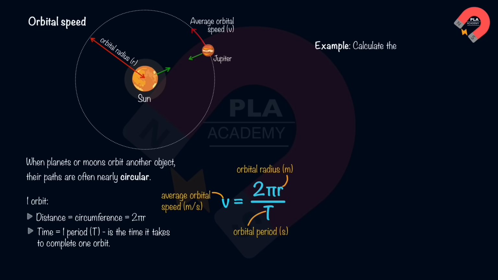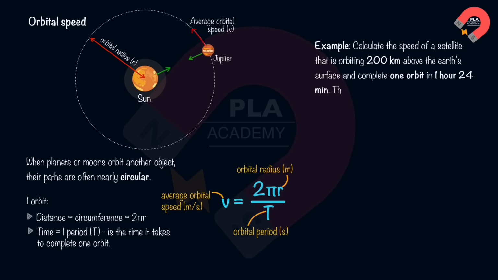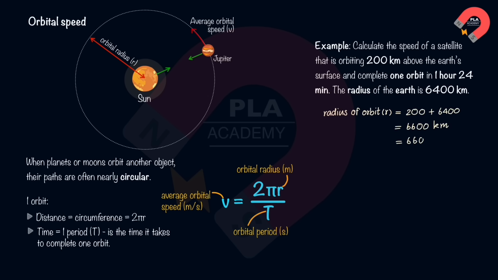For example, calculate the speed of a satellite that is orbiting 200 kilometers above the Earth's surface and completes one orbit in 1 hour 24 minutes. The radius of the Earth is 6,400 kilometers. The radius of the orbit is measured from the center of the Earth, so it is the radius of the Earth plus the height of the orbit above the Earth's surface. Radius of orbit equals 200 plus 6,400, which is 6,600 kilometers, or 6,600,000 meters.